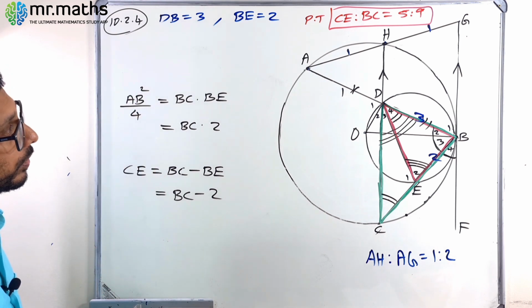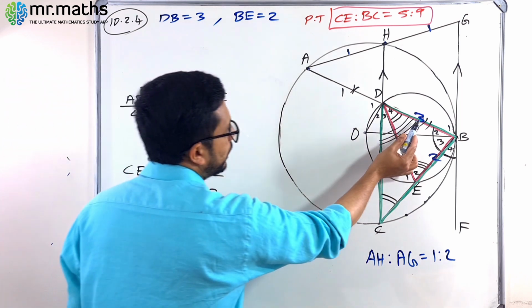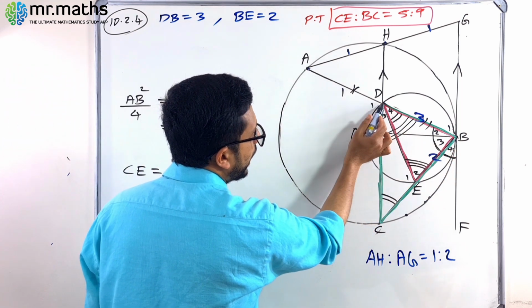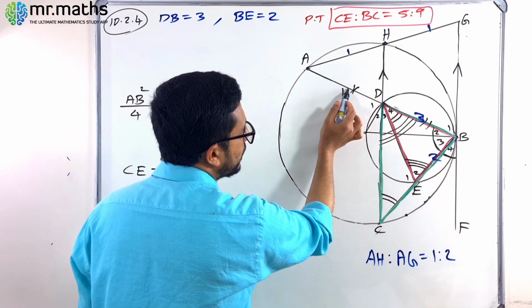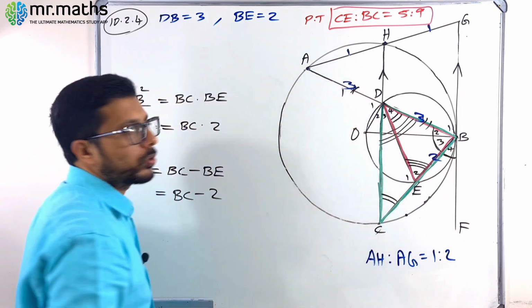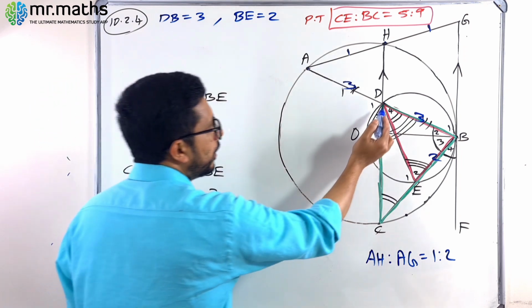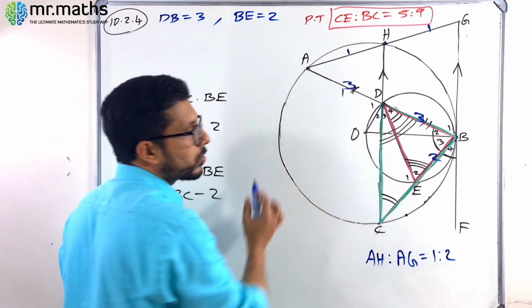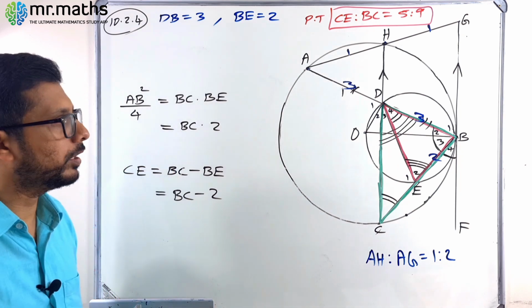Now AB, look at this one. It is given that DB is 3, and we know that AD and DB are equal. So what is this one? That one is also 3. Am I right? Since DB is given as 3, it means that this AD is also 3. We already proved that AD and DB are the same thing.